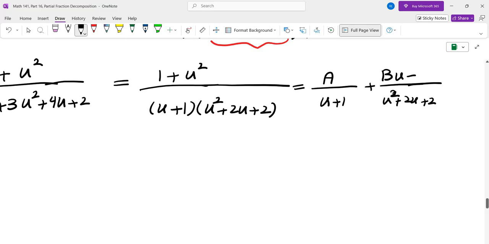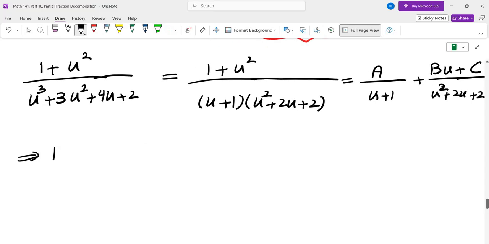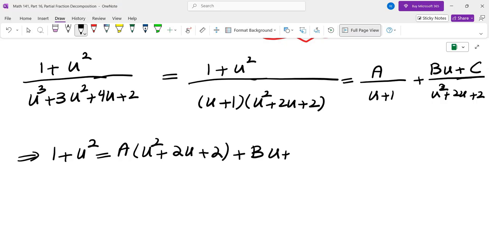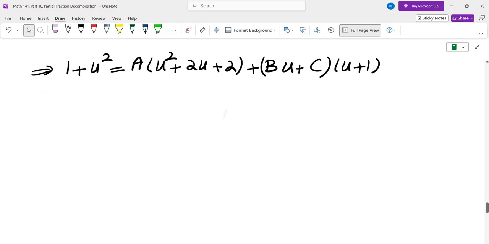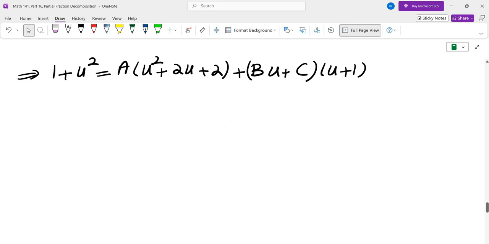So we can write this as A/(u + 1) plus (Bu + C)/(u² + 2u + 2). Now let's clear the denominator. We get 1 + u² = A(u² + 2u + 2) + (Bu + C)(u + 1). Now we'll have to find the constants A, B, C, and then use the techniques that we have learned before to evaluate this integral. Let's evaluate the coefficients by multiplying this out and setting the coefficients equal.